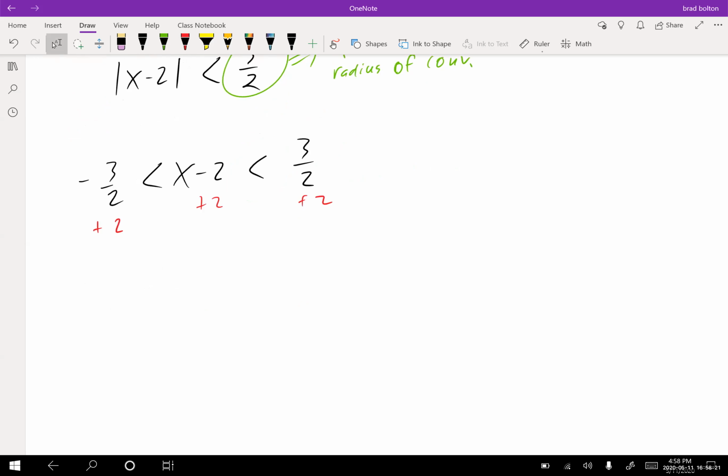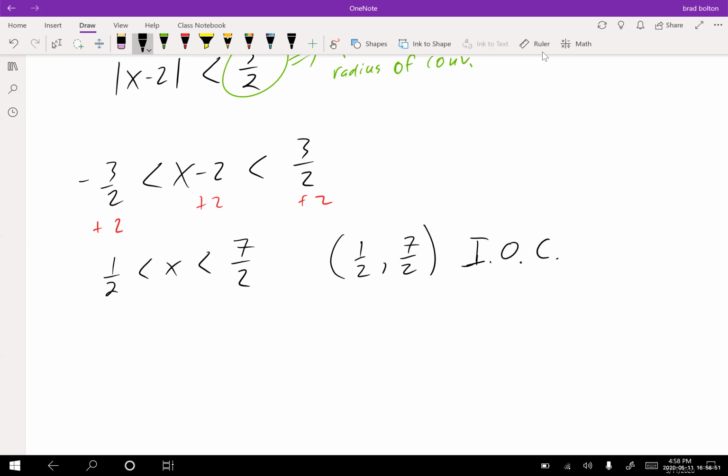So we end up with, let's see here, 3/2 plus 2. So this would be 1/2 is less than x, oops, is less than, what is that? Let me see, 2, 4, 7/2. So we have 1/2 is less than x is less than 7/2. So these are the values that I want to use as my interval of convergence. But remember, I now have to double check and see if I'm supposed to use bracket or parenthesis.